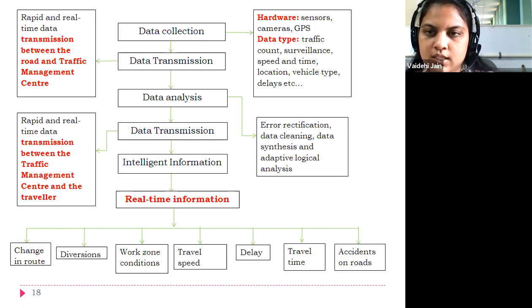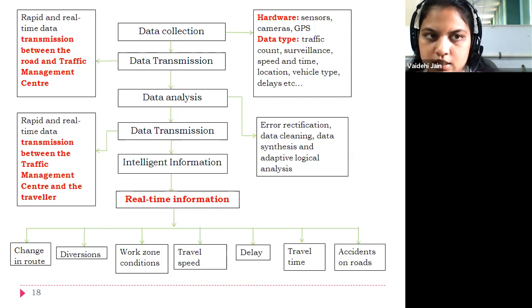From the first node to the second node, you have all the data regarding the traffic volume, speed, travel time, delay, and whether some accidents or incidents are present over there or not, some ongoing works over there or not. Everything is real-time data. Now the data transmission comes into the picture.